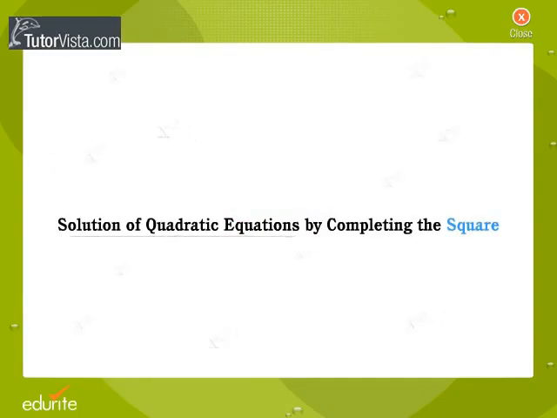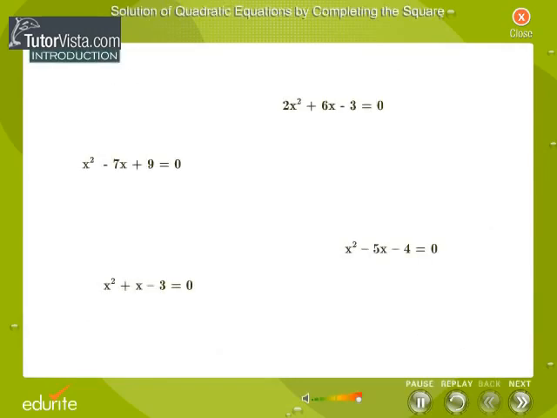Solution of quadratic equations by completing the square. Look at these quadratic equations. Can we solve them by factorization? No, they cannot be factorized by splitting the middle term. So we use a different method. We write the quadratic equation in the form of a complete square and solve it by using a quadratic formula.